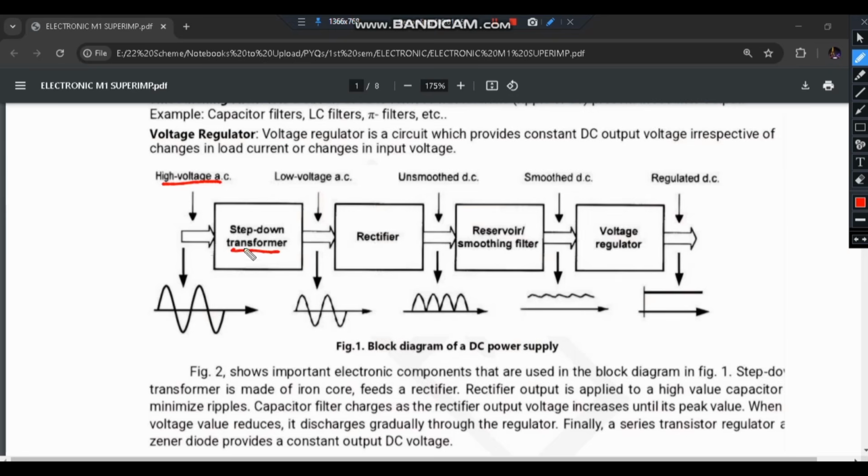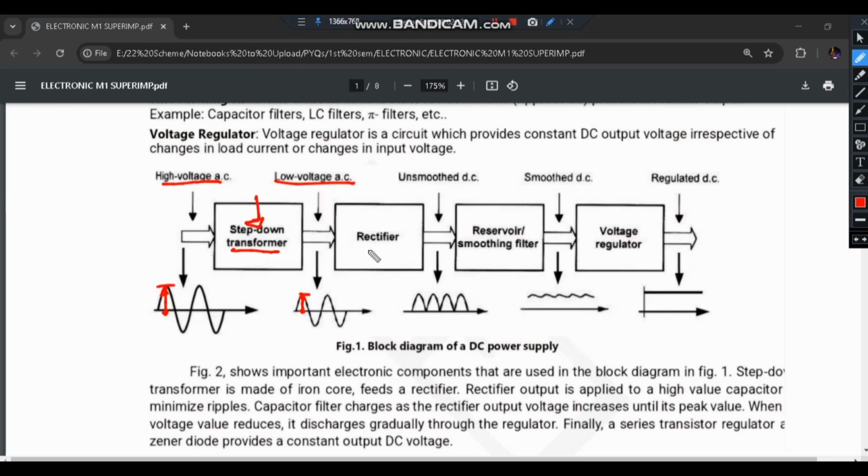What a transformer does is convert higher voltages to lower voltages. This length will be decreased. The transformer does that. This is higher voltage, this is lower voltage. So firstly it converts high voltage to low voltage. Who does that? The step down transformer.